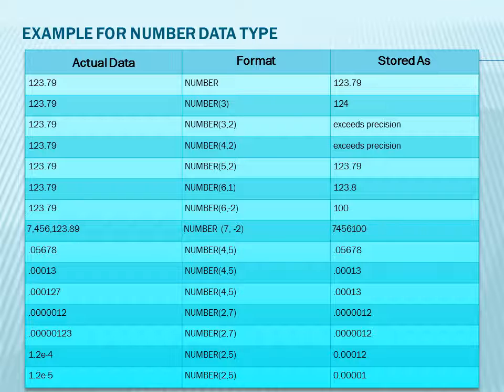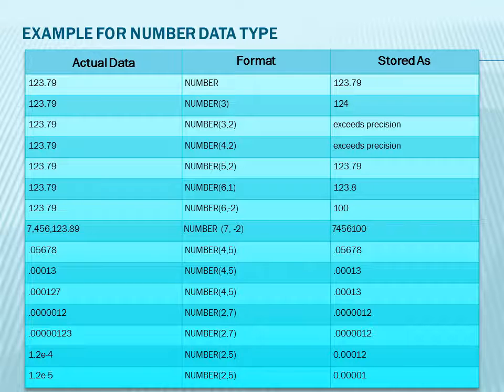Next you can see the format is number of 3. That is, you have not specified the scale in the data type. So the digits after the dot are eliminated, and only 124 is stored as the data.